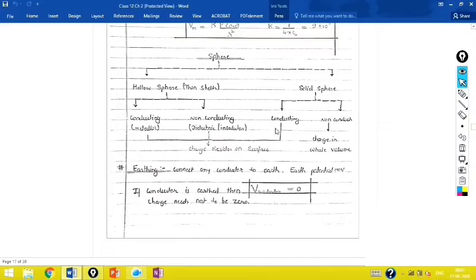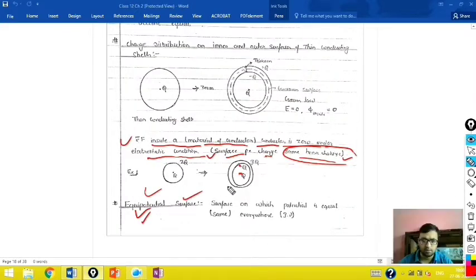Good morning class. So today we are going to start the third part of this chapter: surfaces on which potential is equal, which are called equipotential. I have already discussed these things.